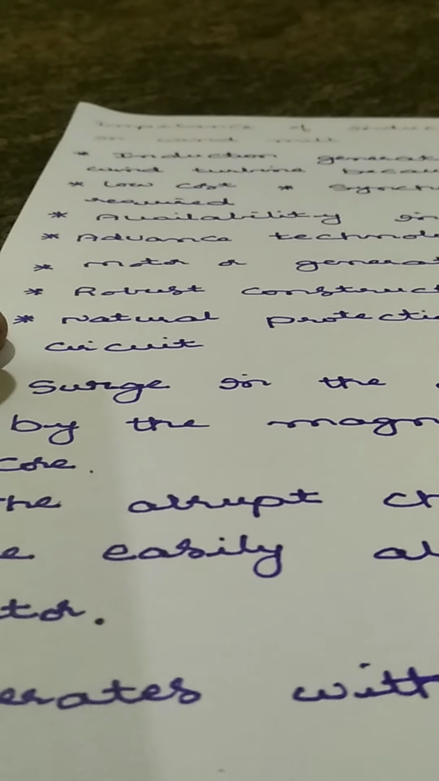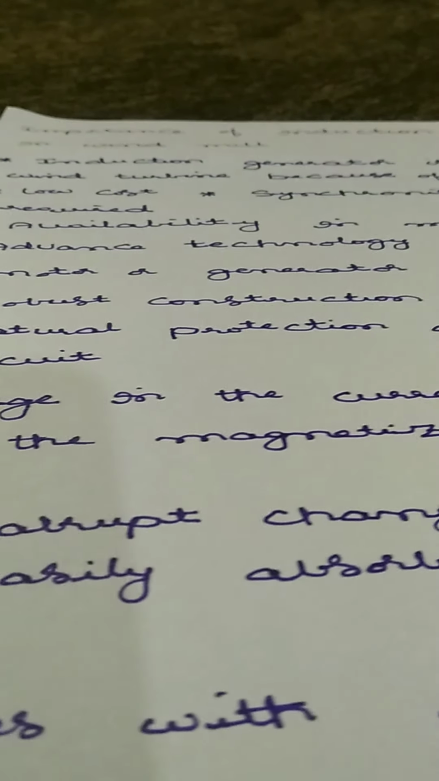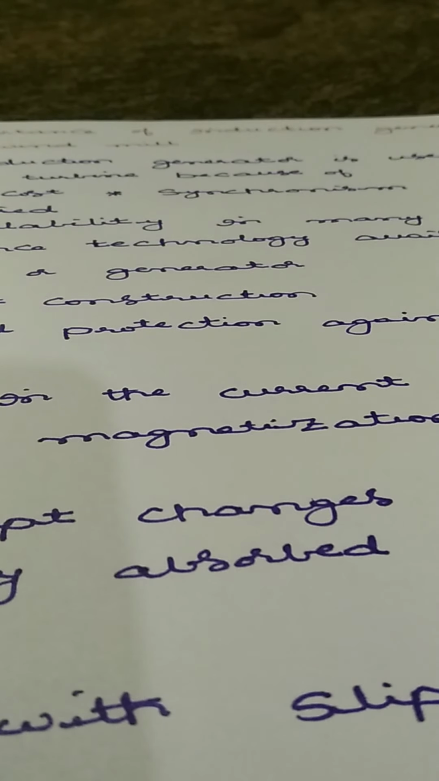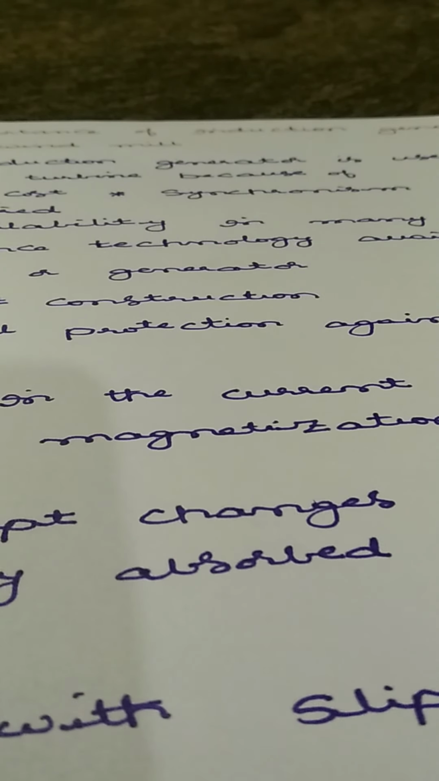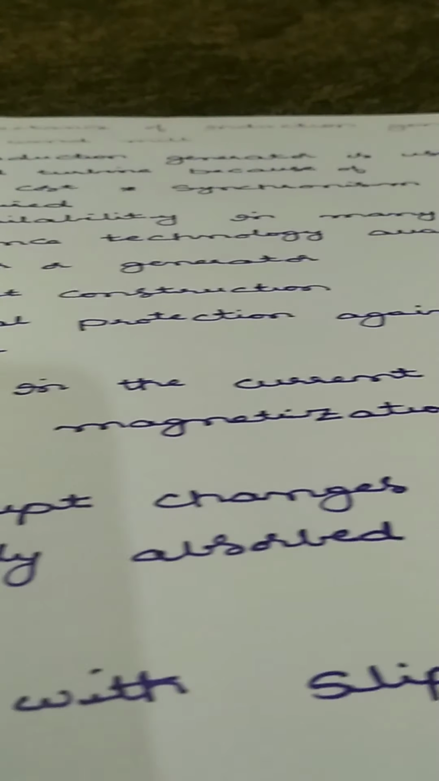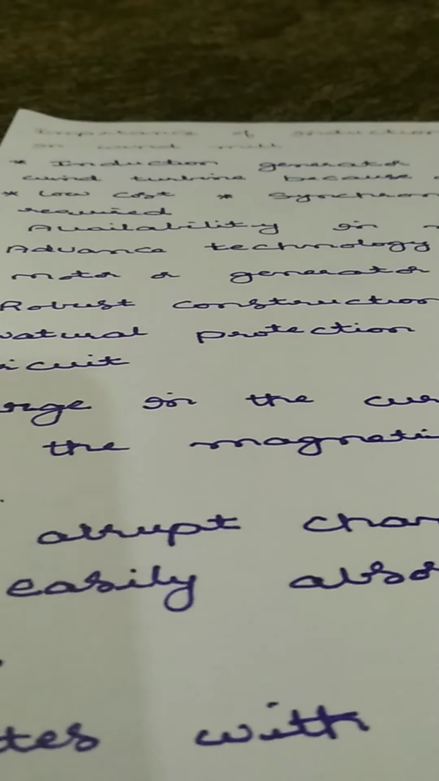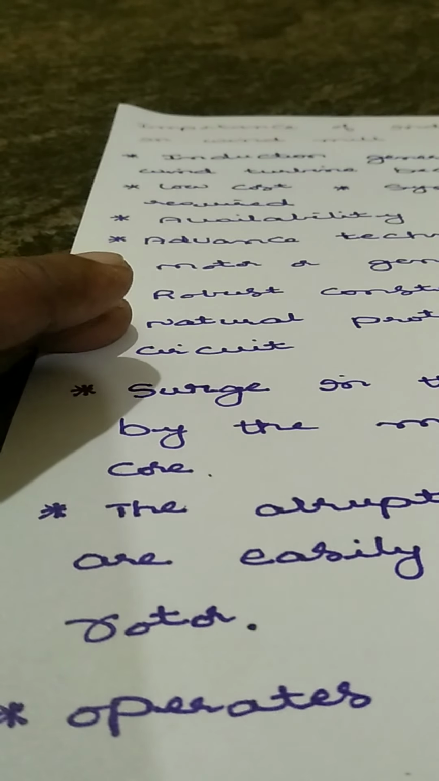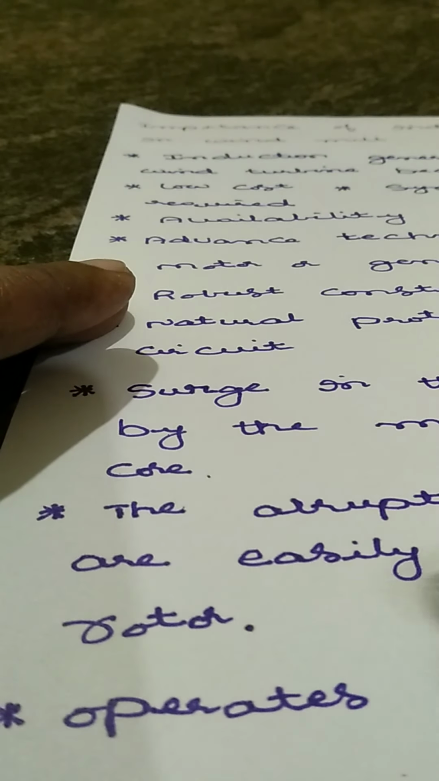Surge in the current is absorbed by the magnetization path of the core. Any surge that takes place will be absorbed by the magnetization path of the core. Surge in the current is damped by the magnetization path of the core. The abrupt changes in speed are easily absorbed by its solid rotor.